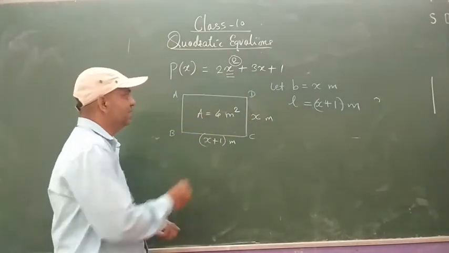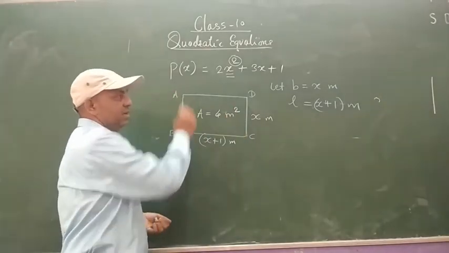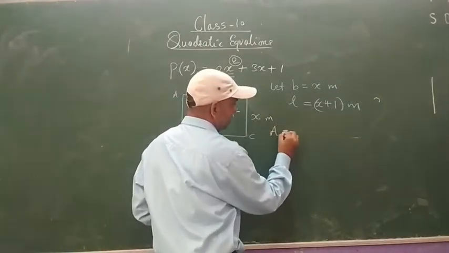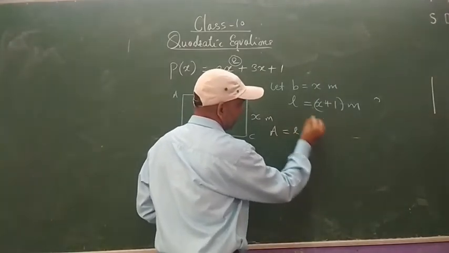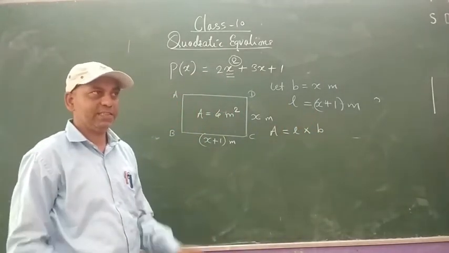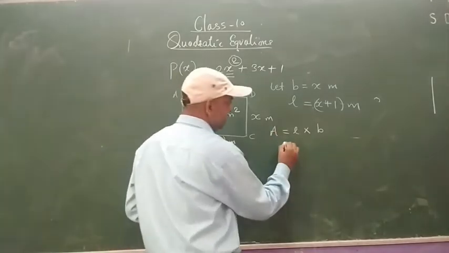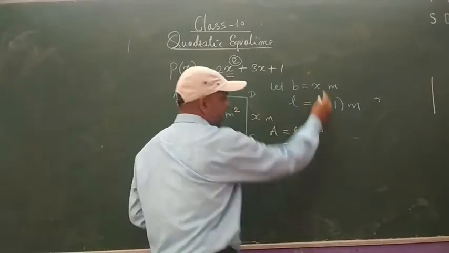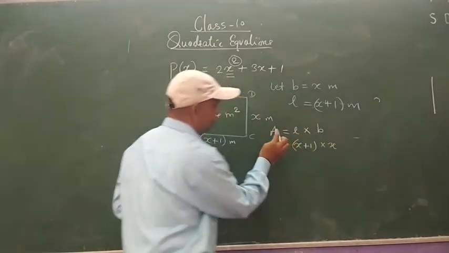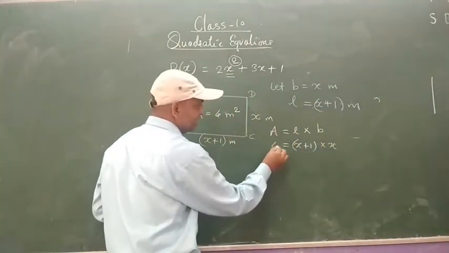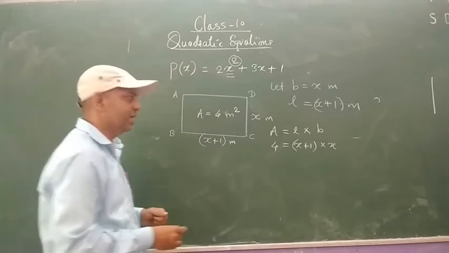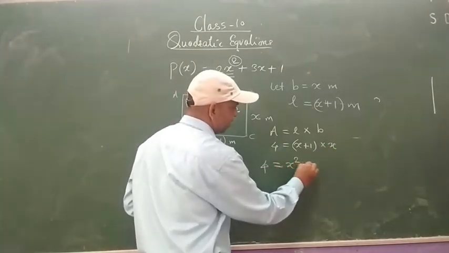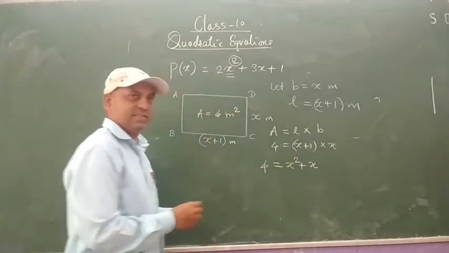So we know the area of a rectangle. What is the area of a rectangle? Area of a rectangle is length into breadth. Here length is x plus 1 and what is breadth? x. And what is area? Area is given, that is 4. So 4 is equal to x into x plus 1, that is x square plus x.